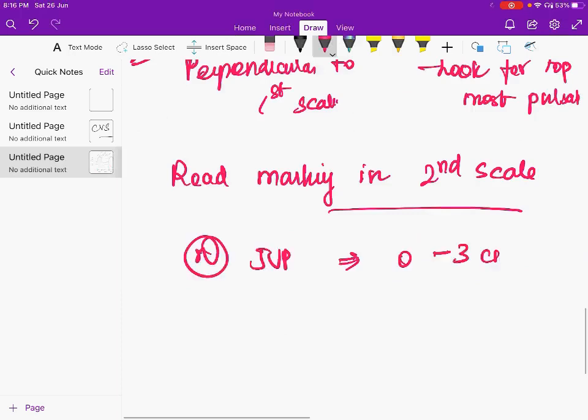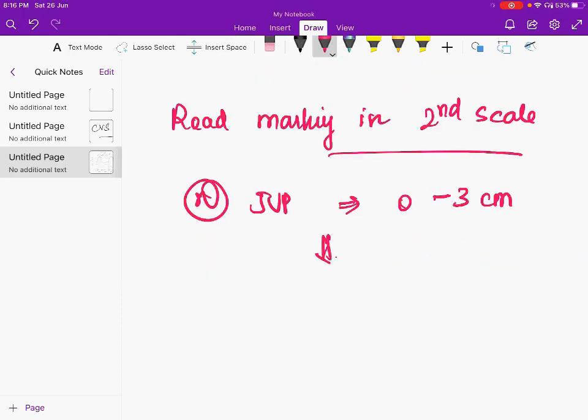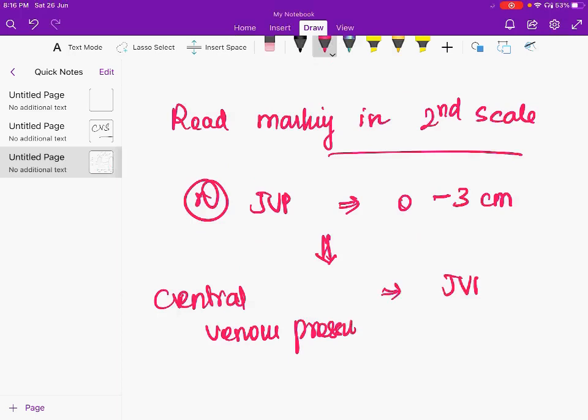So with the help of this you will measure the central venous pressure. Okay. Central venous pressure is nothing but JVP plus 5 centimeter. Why 5 centimeter? Can anyone answer why this 5 centimeter?